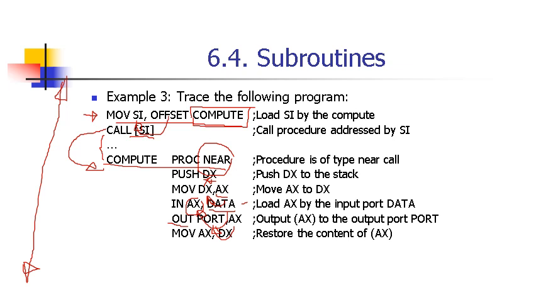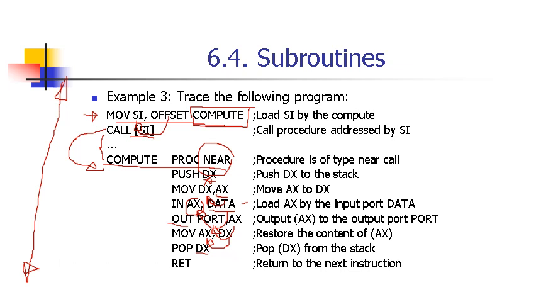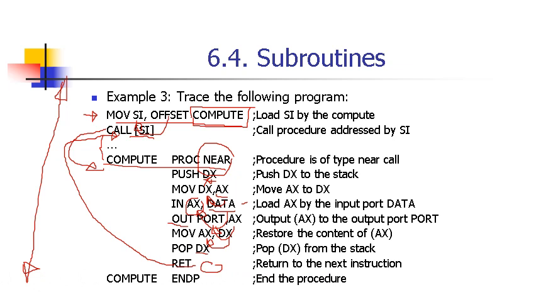All right, now we're done. We're getting back the value of DX, placing it back inside AX, and retrieving the value of DX from your stack. Then you return back without any operand, meaning you will go to the instruction right after the call and resume your execution. Then you end your procedure.